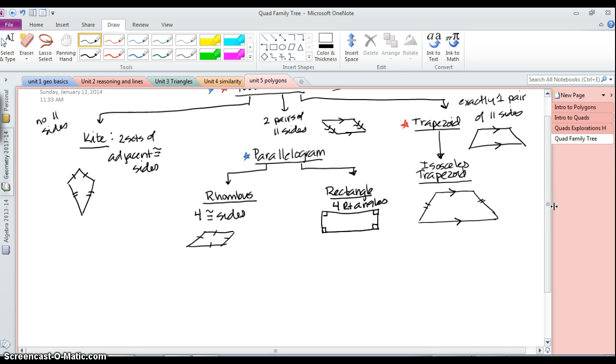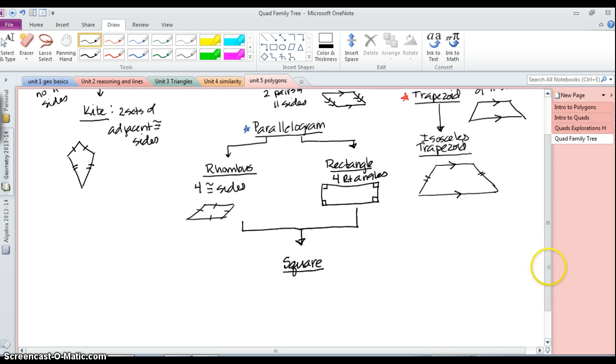Okay, this is where things get a little funky as far as the family tree is concerned. Of course, this wouldn't happen in real life, hopefully. But we have the square that actually shares all the characteristics of the rhombus and the rectangle and everything above it on this particular branch of the family tree. So it's got the 4 congruent sides from the rhombus. It's got the 4 right angles from the rectangle, and then everything up above it as far as the parallelogram is concerned.